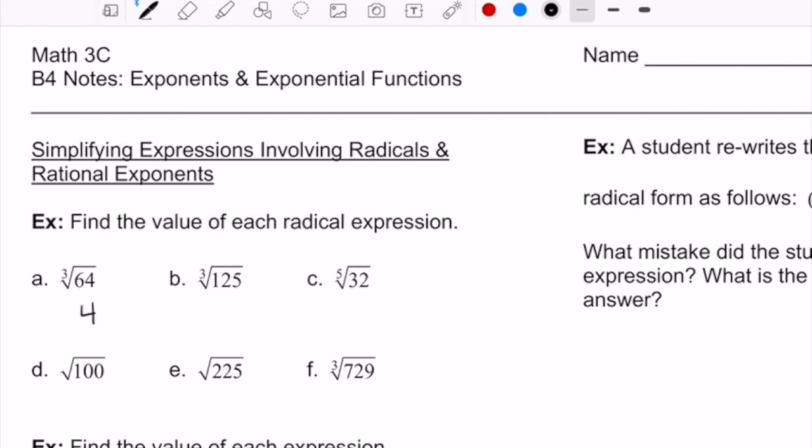The cube root of 125 similarly would be 5, since 5 times 5 times 5, or 5 to the third, gives you 125. The fifth root of 32 is 2, because 2 multiplied by itself 5 times gives you back 32. The square root of 100 is 10. Remember, when there's no index on the radical out here, there's an invisible 2 that we don't write. The square root of 225 is 15. And then lastly, the cube root of 729 would be 9, because 9 to the third would give you back 729.